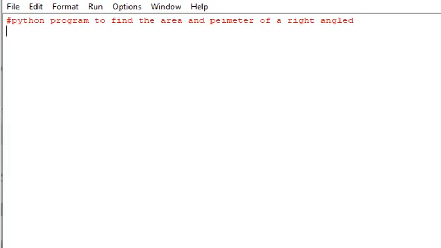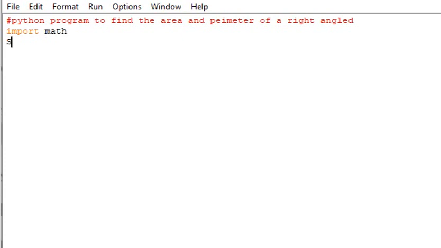We are writing a short program in Python to calculate the area and perimeter of a right angle triangle. So what we are going to do is, first of all, we import the math module because I'm using mathematical functions.